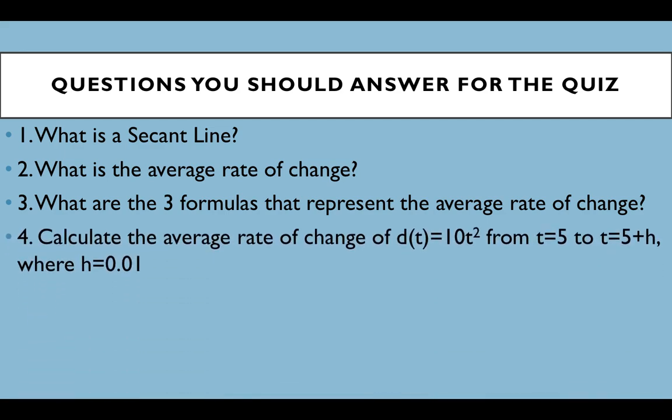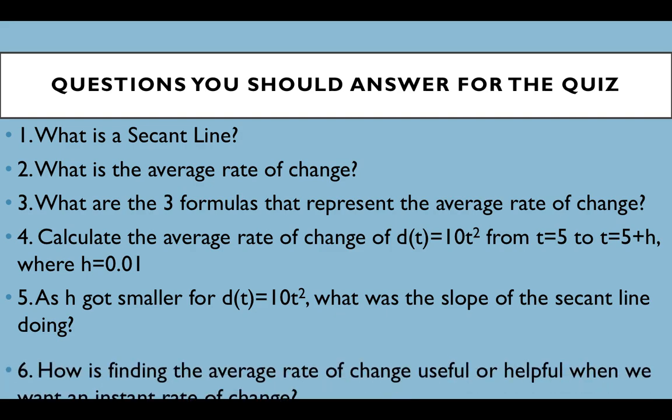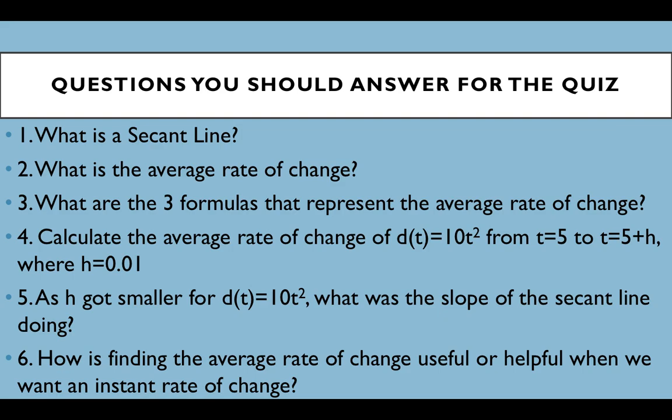Number 4, calculate the average rate of change of the function d of t equals 10t squared from t equals 5 to t equals 5 plus h when h is 0.01. Number 5, as h got smaller for the function d of t equals 10t squared, what was the slope of the secant line doing? And 6, how is finding the average rate of change useful or helpful when we want an instantaneous rate of change? We're going to be answering these throughout this video, so it's important that you pay attention and take notes whenever these come up.